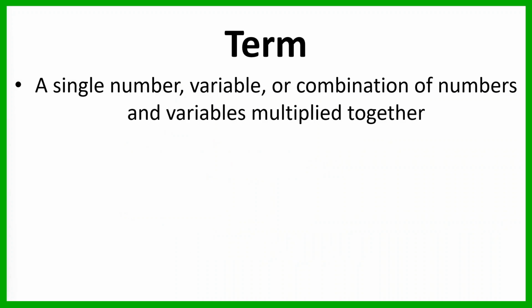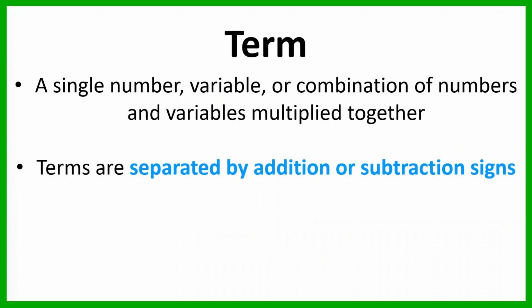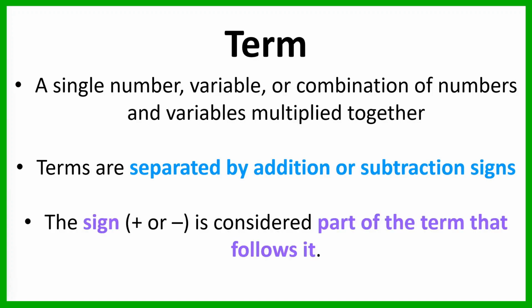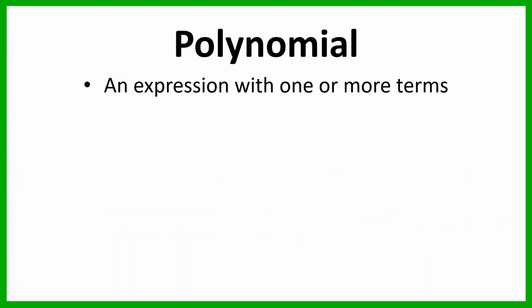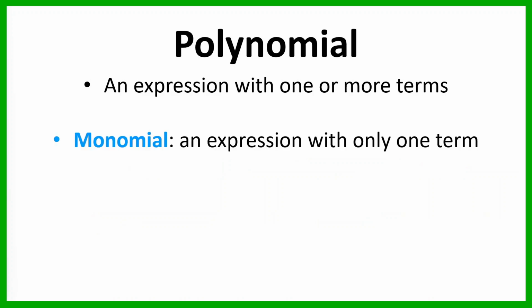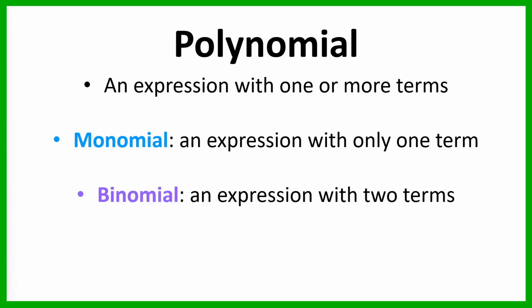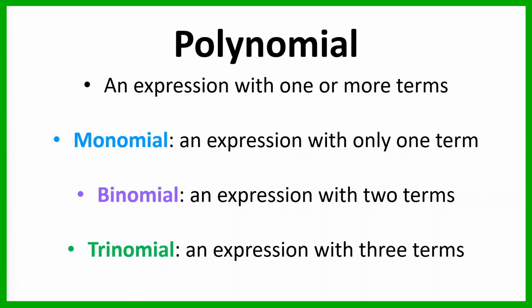A term is a single number, variable, or a combination of numbers and variables that are being multiplied together. Terms are separated by addition or subtraction signs, and the sign, the plus or the minus, is considered part of the term that follows it. A polynomial is an expression with one or more terms. A monomial is an expression with only one term. A binomial is an expression with 2 terms, and a trinomial is an expression with 3 terms. Each of those, a monomial, a binomial, and a trinomial, are all different kinds of polynomials.